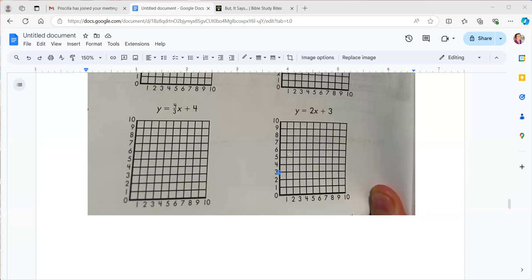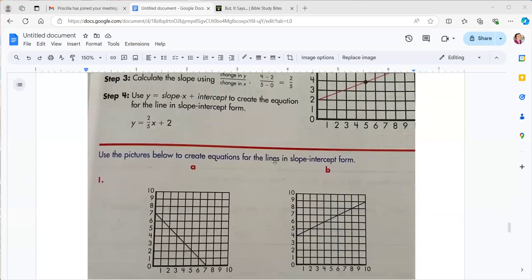Okay, we're going to go over 1 and up 2. Over 1 and up 2. Over 1 and up 2. And then we connect the dots to form a line. Arrows on both sides because it goes on forever. All right, that's an arrow, I promise. There's your answer.